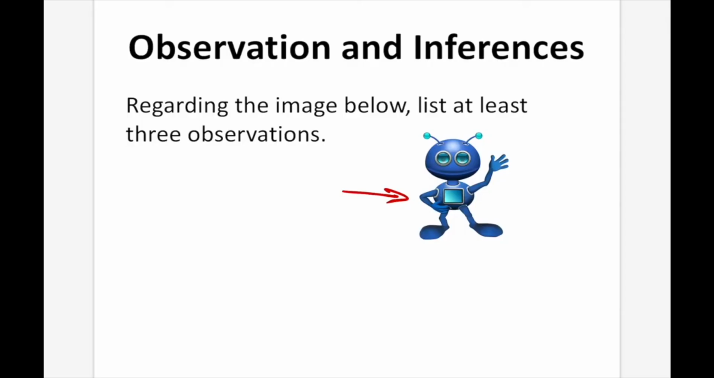So what are some observations? Well, he's blue. He has 2 antennae. He has 2 hands, 2 feet. He has a body. I keep saying he. That was not an observation. And you probably came up with a few other ones as well. This thing has 2 eyes. These are all observations.